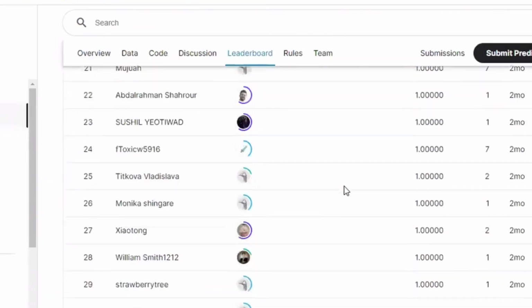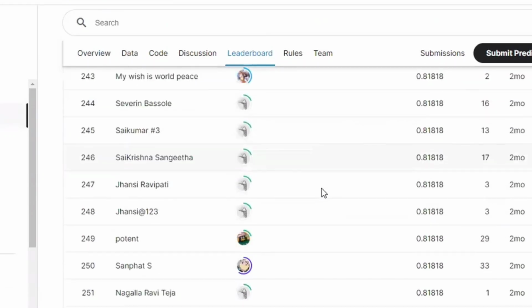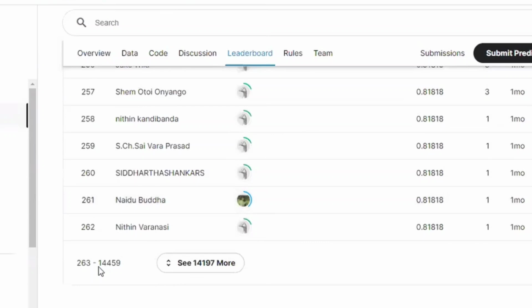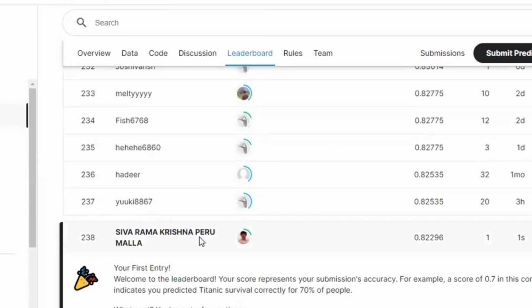In my leaderboard position, now you can see my rank. It is 238 out of 14,459. This is my name, this is my photo. And how to attempt this one, we'll see later. This is casual, just whatever we have done in the class that I have saved. If you work well, you can get in the top 1% easily. Generally, this is what we did while doing the class projects.